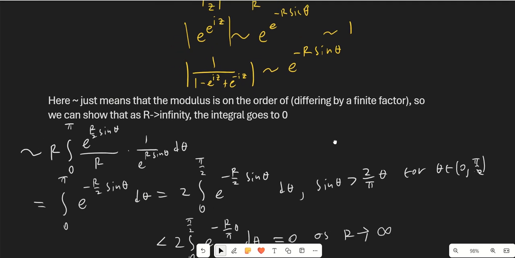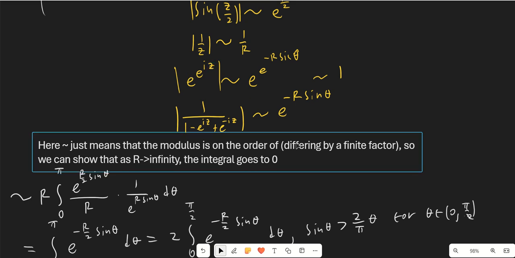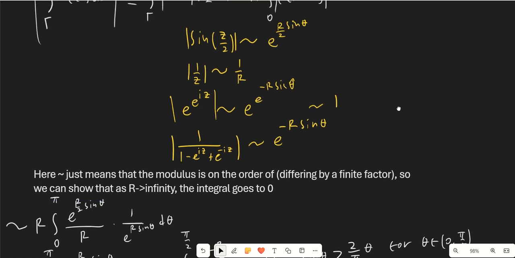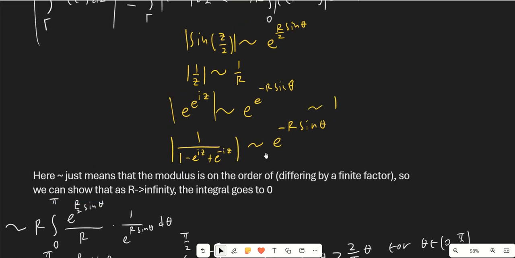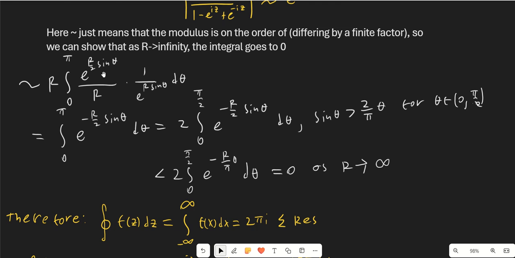Now, again, this is not an exact substitution here, but essentially we can argue that these will be differing only by a finite factor, so that we can show that as r goes to infinity, if the product of these functions goes to 0, the integral will also go to 0. When we multiply everything out, we end up with the integral from 0 to pi of e to the negative r over 2 sine theta, which is the same thing as 2 times the integral from 0 to pi over 2 of e to the negative r over 2 sine theta.